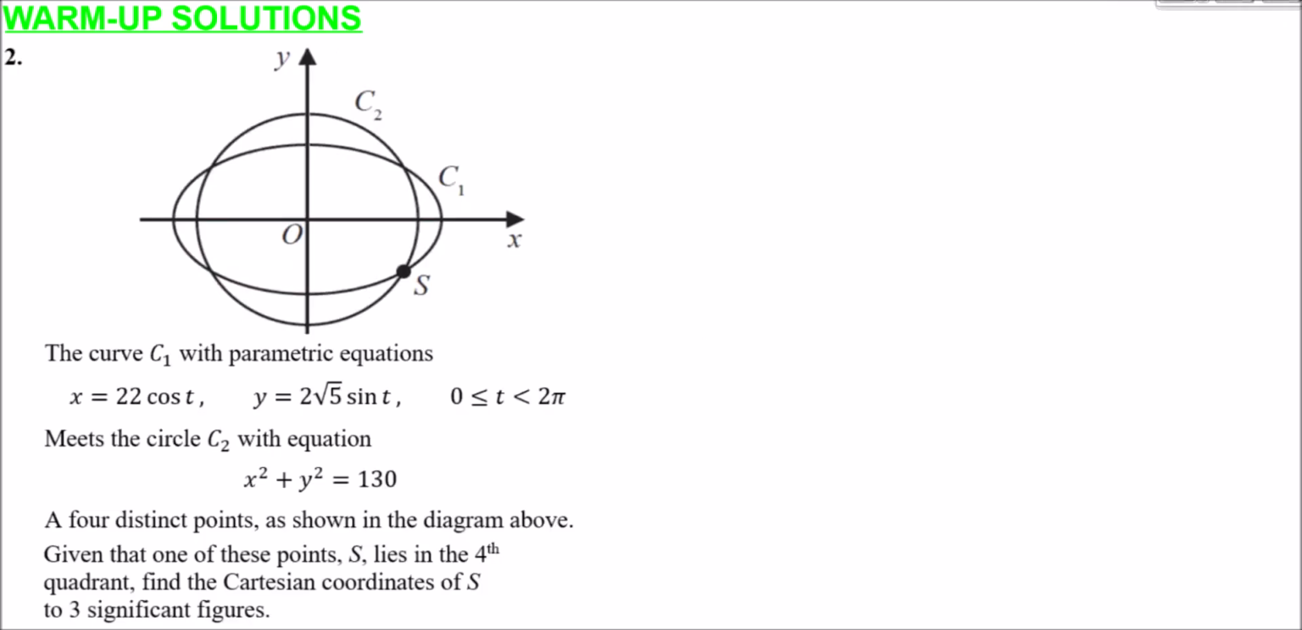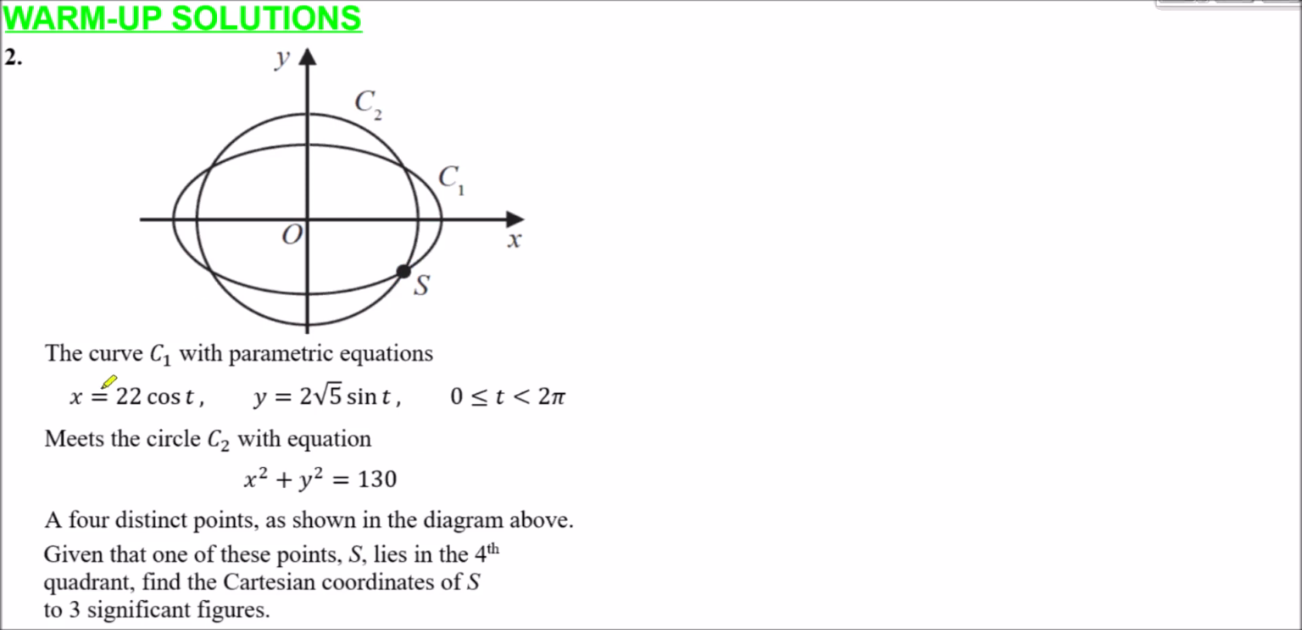What about question 2? So I have a curve C1 with parametric equations, x being 22 cosine t and y being 2√5 sine t, as shown here, this ellipse. And then this curve C1, the ellipse, meets circle C2 with equation x squared plus y squared equals 130. So we're told that at 4 distinct points, as shown here, the curves intersect each other. One of the points S lies in the 4th quadrant, so S is here. And we need to find the Cartesian coordinates of S to 3 significant figures.